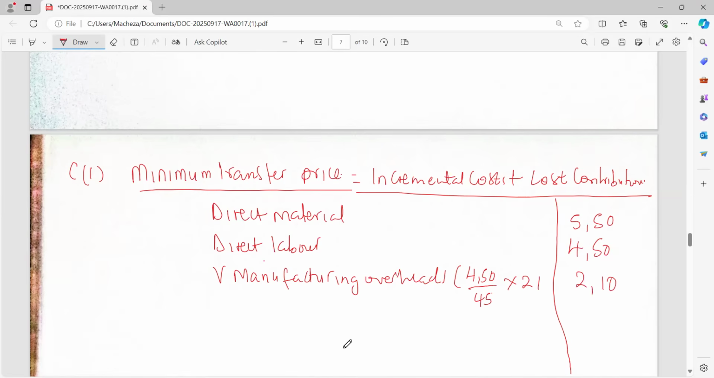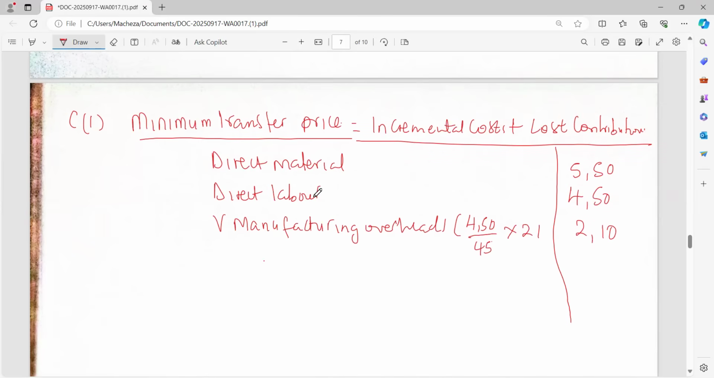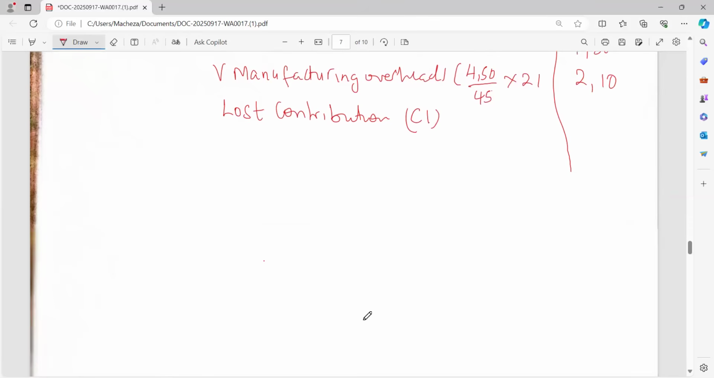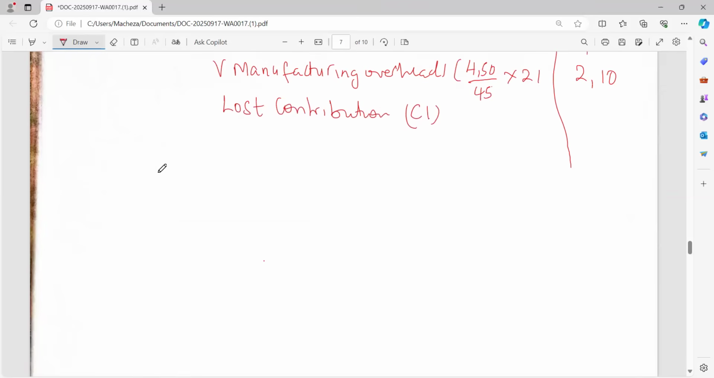Then when we are determining the minimum transfer price, what else do we need? We say minimum transfer price is incremental cost, and I think our incremental costs are here. Then we need the lost contribution. So we can make it our C1. We need to determine the lost contribution, so we can now come here and calculate our lost contribution.